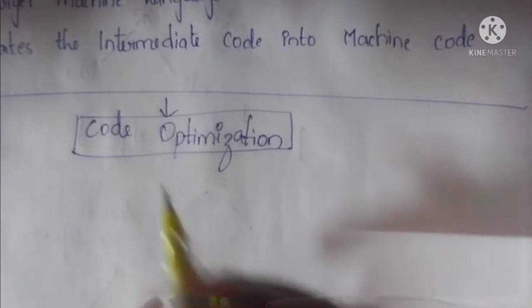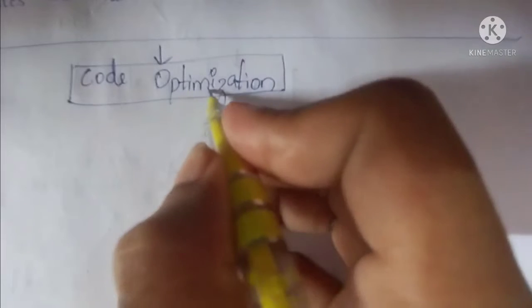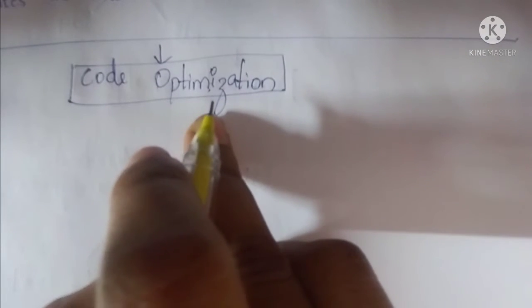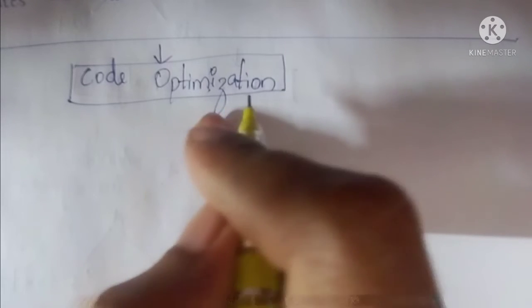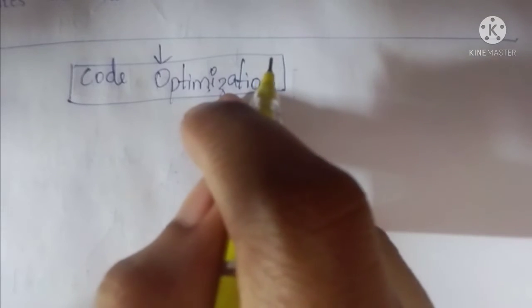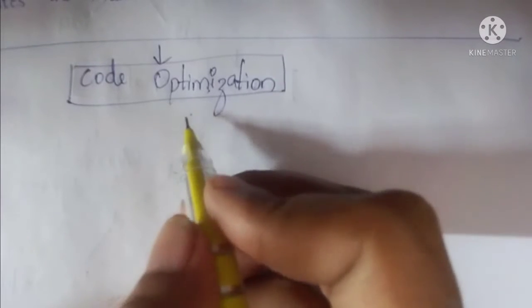Next phase, we will see what is meant by code optimization. What is the role of code optimization? It is going to remove all the unnecessary errors in our code, and it is going to give the optimized output to the next phase. Okay, we will see how the optimization is going to work.